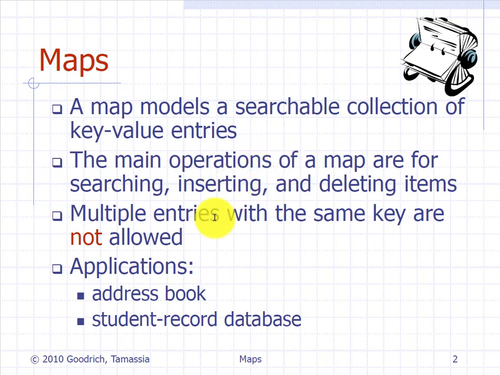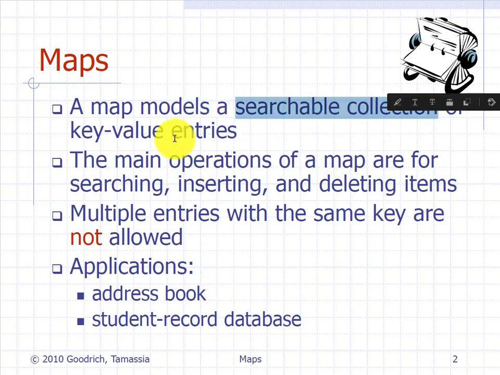So what is a map? Well, a map models a searchable collection. So what do we mean by models? It has a configuration, a particular structure, which allows us to simulate a searchable collection of key value entries.